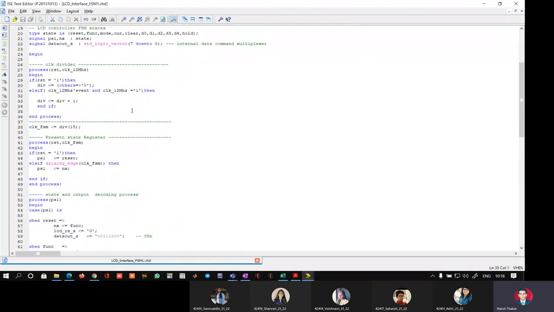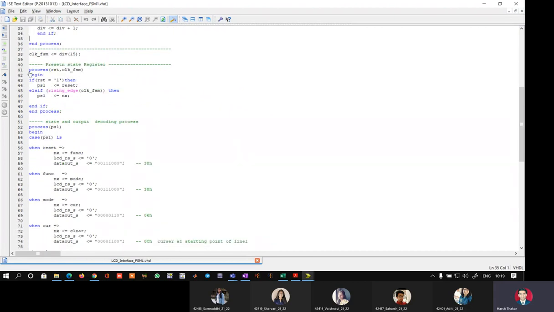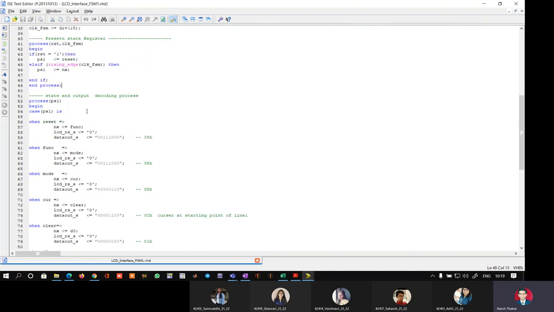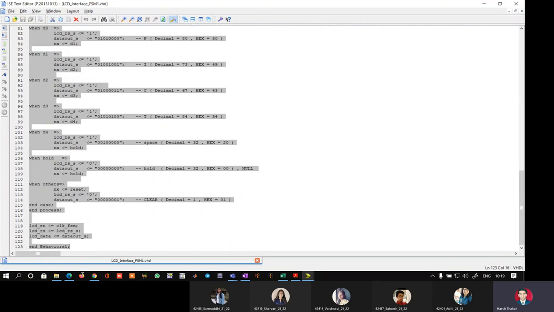Now every process has a different function to perform. So we will see that the first process, which is from line number 27 to 36, what is the task it is performing? What is the task performed by the second process from line number 41 to 49? And what is the task of the third process, which goes from line number 52 to line number 116?